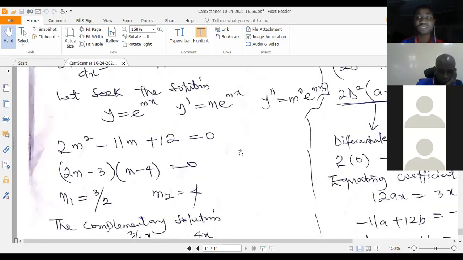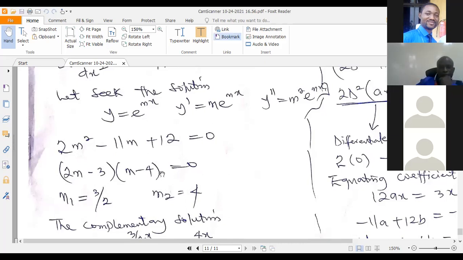So now let's proceed. In this case, you see that by the time you differentiate and put it back to the problem, you get 2m squared minus 11m plus 12 is equal to 0. So in that case, we can have (2m minus 3)(m minus 4) equal to 0.